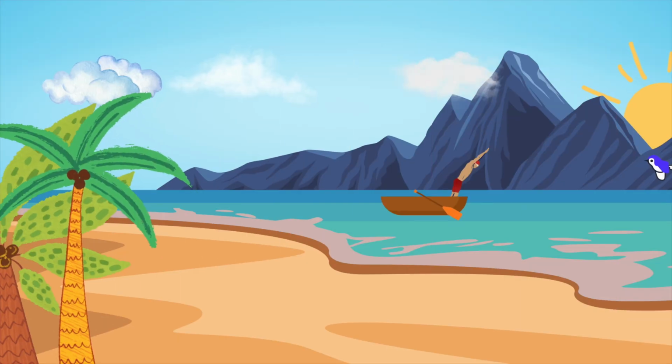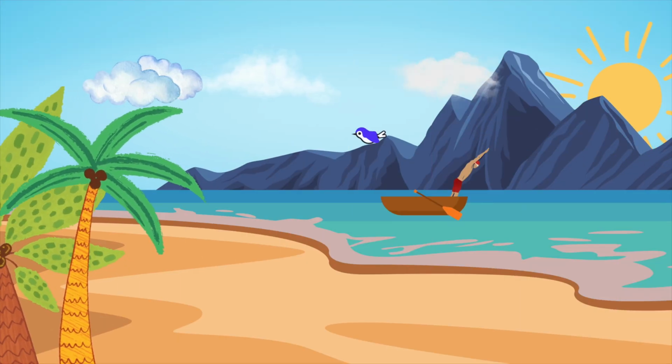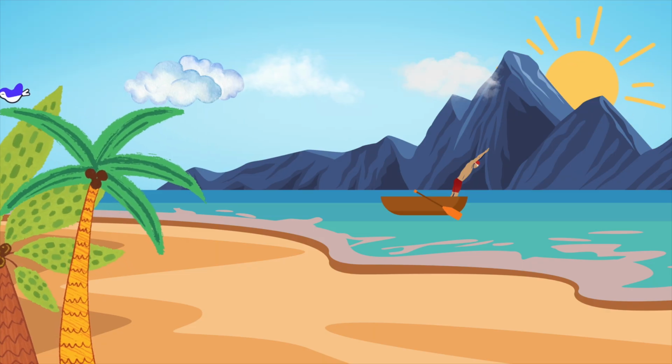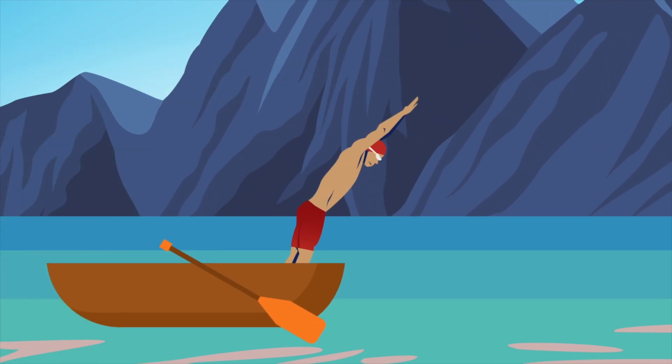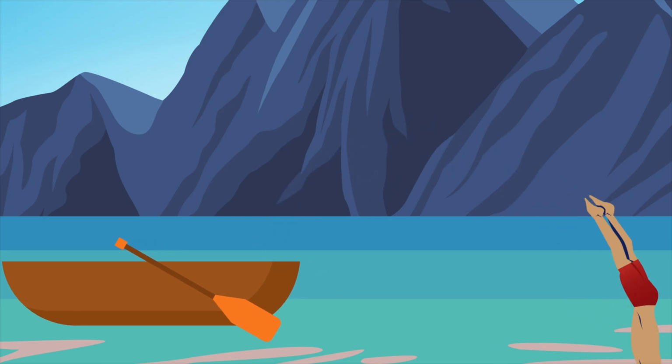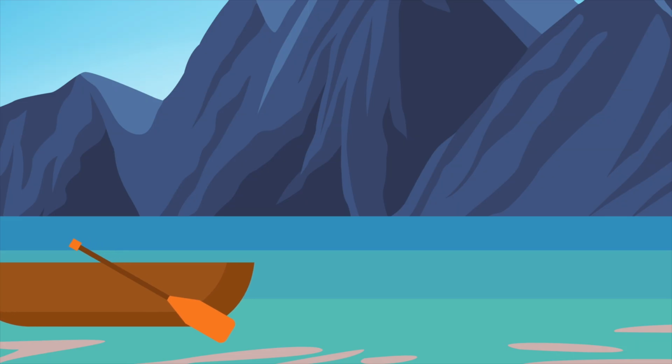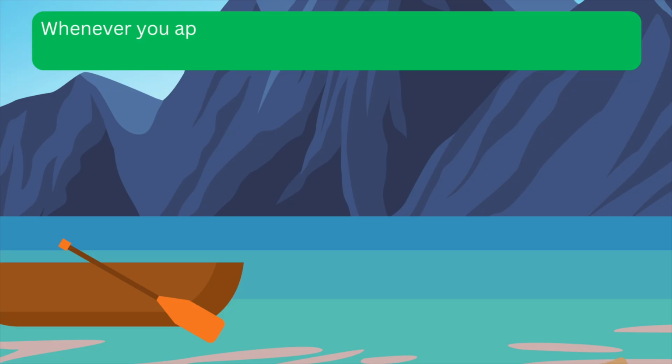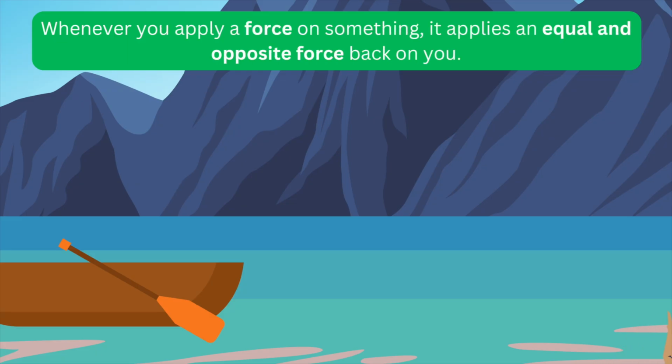Think back to the opening scene. You're standing on a small boat floating gently near the shore. As you push off the boat to leap forward into the water, you suddenly feel the boat slide backward beneath your feet. You make the jump, but the boat drifts in the opposite direction. Why does it happen? According to Newton's third law, whenever you apply a force on something, it applies an equal and opposite force back on you.